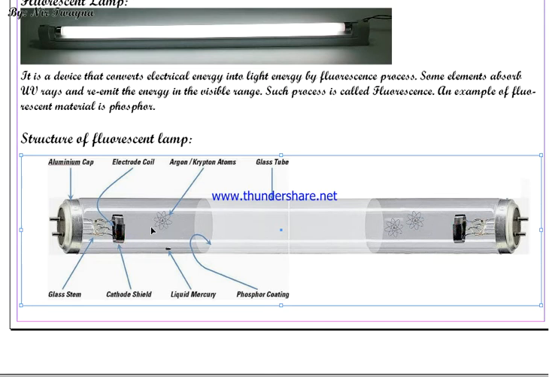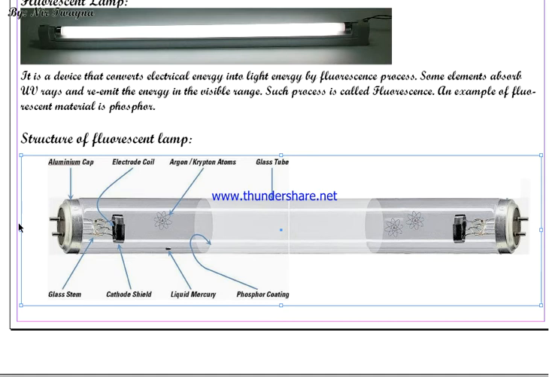Okay, and when the mercury vapor slides through the argon and krypton atoms, in that process it produces a lot of UV rays. These UV rays are absorbed by the phosphor coating, and the phosphor coating releases visible light. Got it? Okay, so that's how a fluorescent lamp works. And finally the electrons will reach this end.